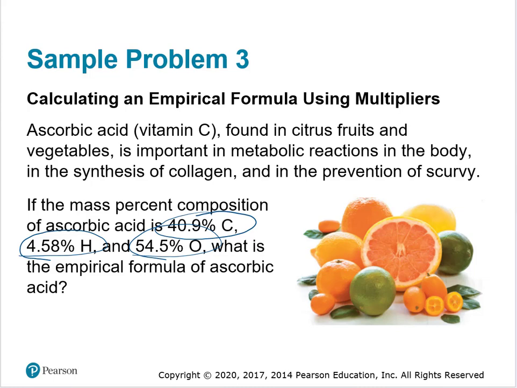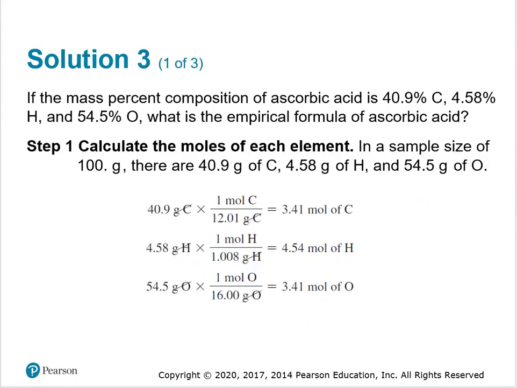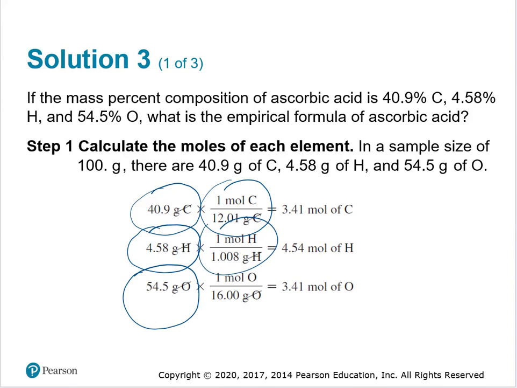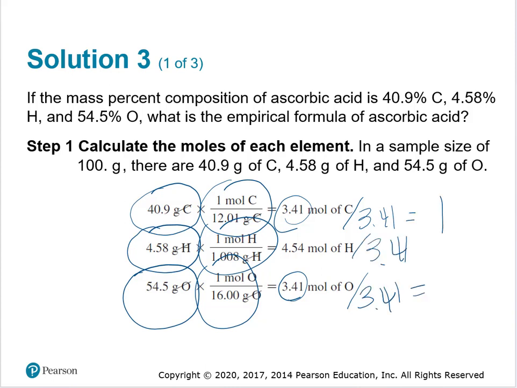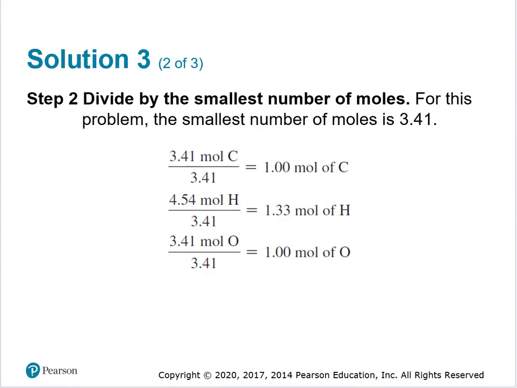Again, if I know percentage, I'm going to put that into grams. And if I know grams, I can go to moles by looking at the periodic table and finding the molar mass for each one of those. It will give me how many moles of carbon, hydrogen, and oxygen. The next step is to divide each one of these by the smallest number. And 3.41 seems to be the smallest for both of these. So divide these by 3.41. That'll give me 1 and 1. And 4.54 divided by 3.41 should give me 1.33 moles of H.